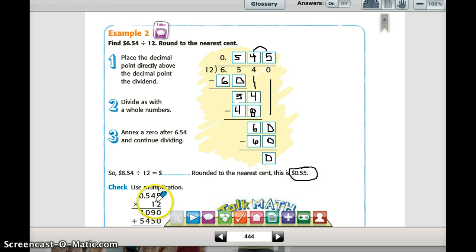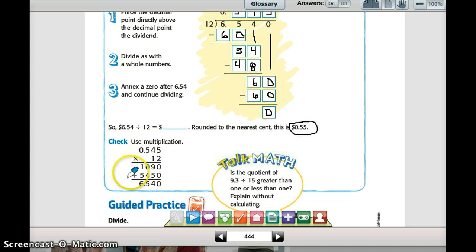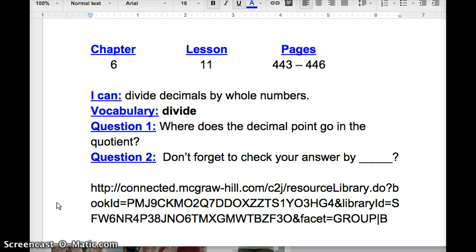And then we can check with multiplication. So we can do 545 thousandths times 12. And when we work that out, we would get 6 and 54 hundredths, or 540 thousandths. All right, so look back at these two questions and answer them in the form, please.